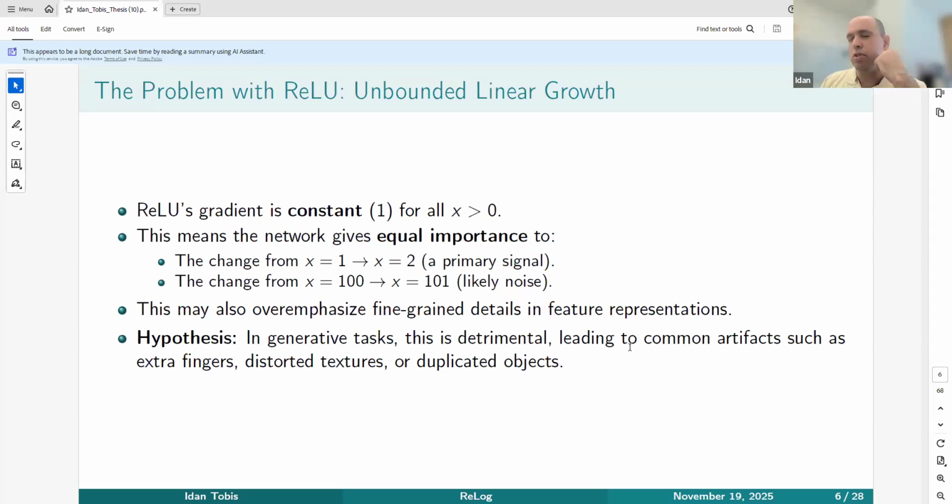And we've all seen that when you create an image with AI, they hate empty spaces. They try to fill every empty space with some kind of feature, especially with diffusion models. So you get a very rich, too rich image, which distracts from the main focus of what you're trying to convey. Our hypothesis is that in generative tasks, this would be detrimental, because it leads to common artifacts, again, such as extra fingers, extra hands, distorted textures, duplicated objects, and so on and so forth.